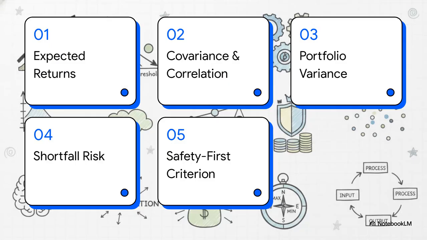To get there, here's our roadmap for today. First, return and the weighted average. Second, covariance and correlation. Third, calculating portfolio variance. Fourth, understanding shortfall risk. And finally, number 5, Roy's Safety First criterion.